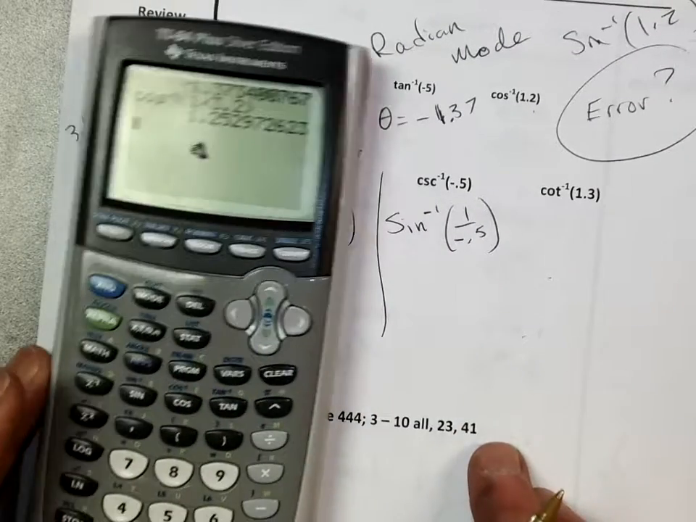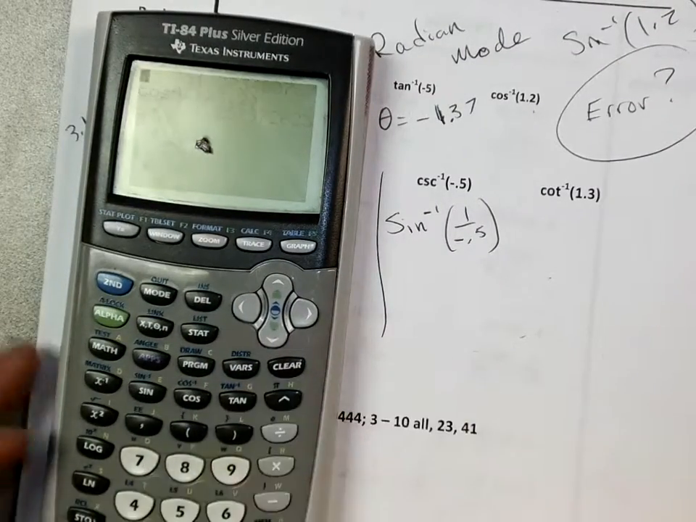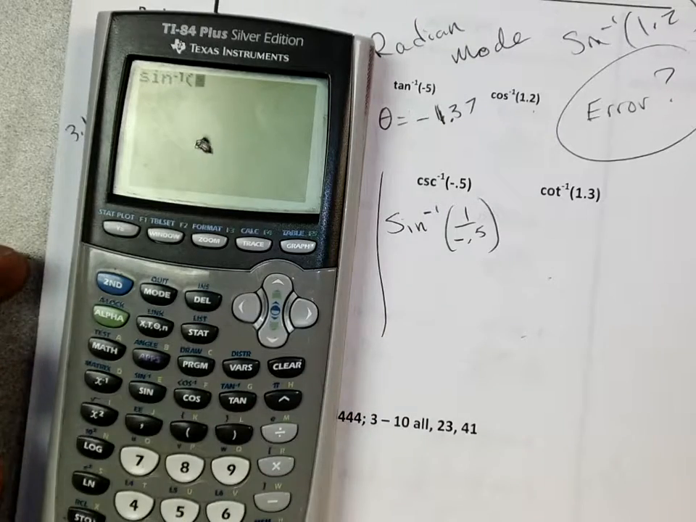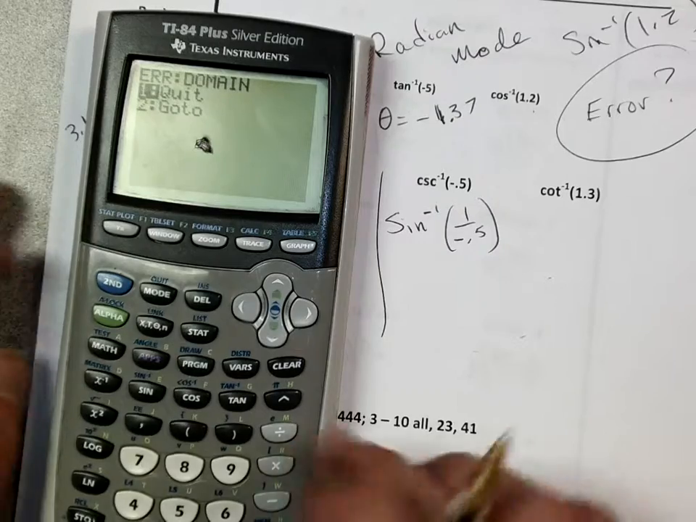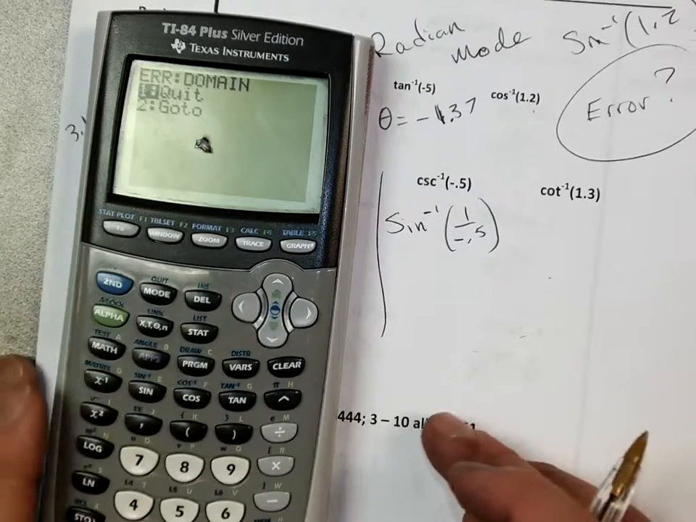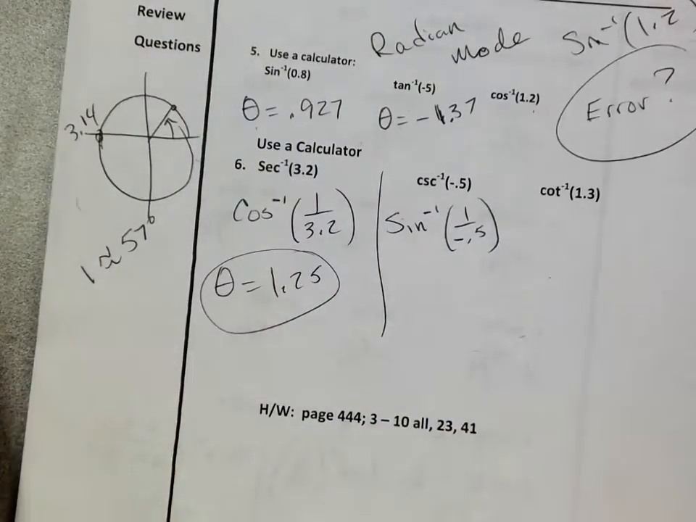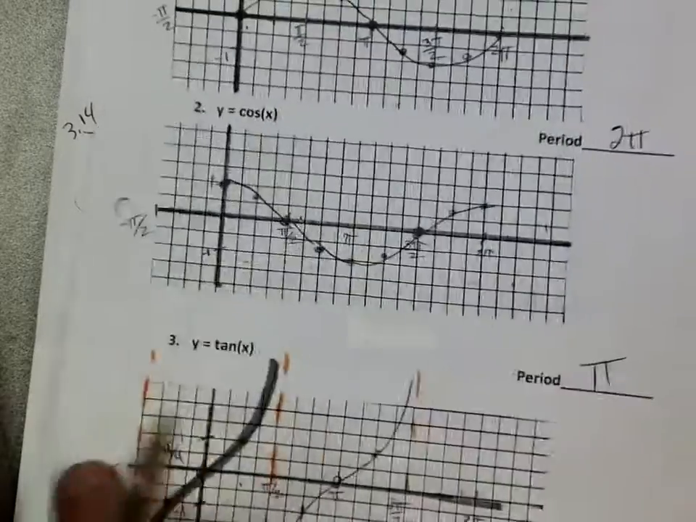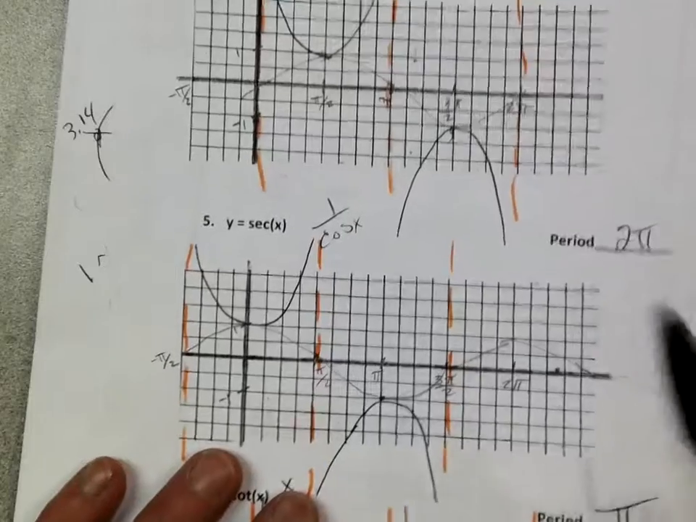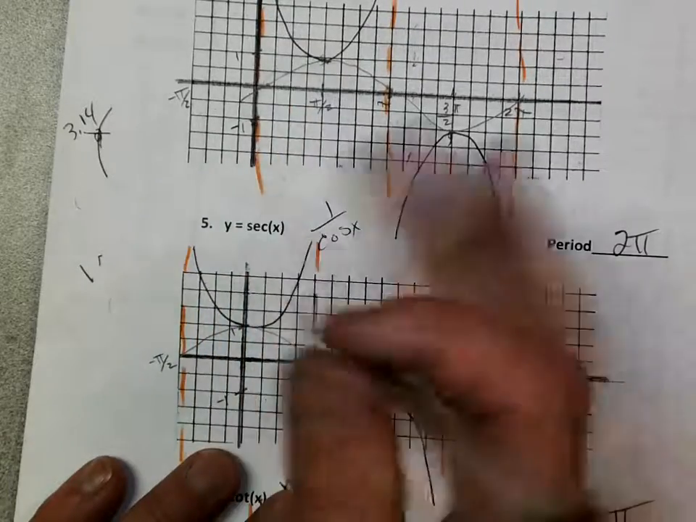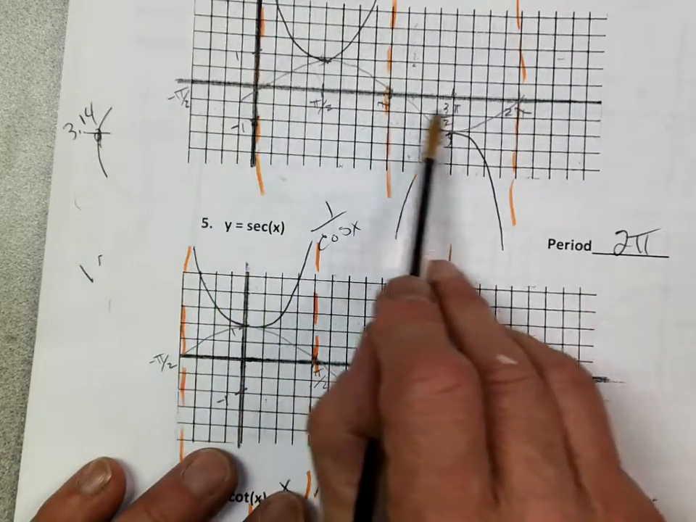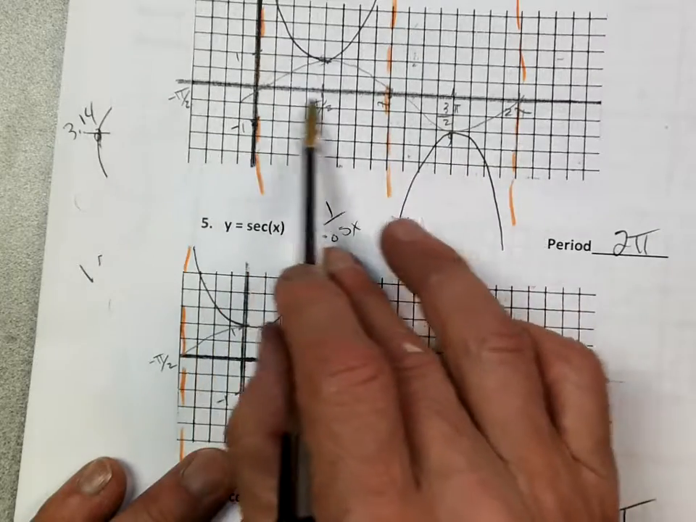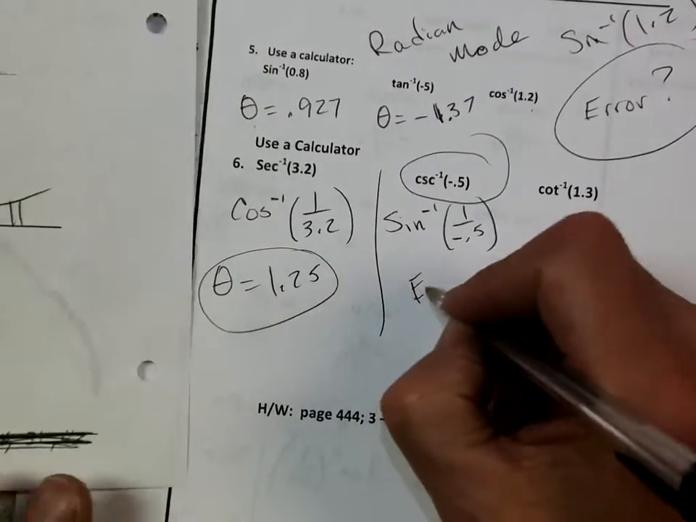I don't have a cosecant at all, but I can do it as a sine inverse of 1 over negative 0.5, right? Let's see how that works. So I go clear. I'm going to do sine inverse of 1 divided by negative 0.5. Domain error. Now, I didn't like that either. Well, if I take a look at my cosecant graph, here's cosecant. Here's negative 1/2. There's no graph there, is there? So it's also a domain error. Can't do it.